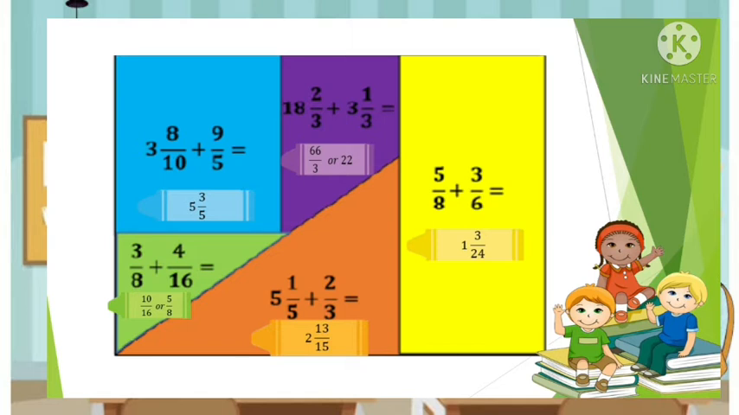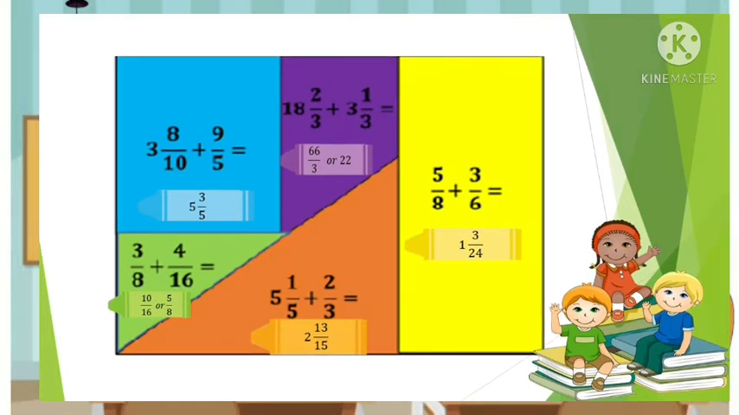Okay, check. Next, we have 5 1/5 plus 2/3 equals 2 and 13/15. Who got the correct answer? Okay, very good. And lastly, we have 5/8 plus 3/6 equals 1 and 3/24. Correct. You can also lowest term that to 1 and 1/8. Very good, class.